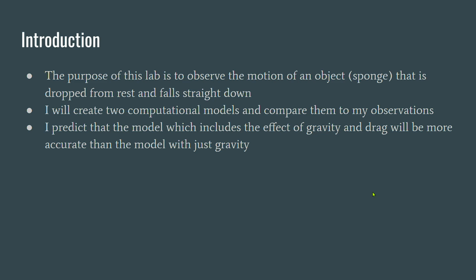First and foremost, the purpose of this lab is to observe the motion of an object that is dropped from rest and falls straight down. In this lab, I use a sponge as my object. I will also create two computational models and compare them to my observations. For this lab, I predict that the model which includes the effect of gravity and drag will be more accurate than the model that includes only gravity.